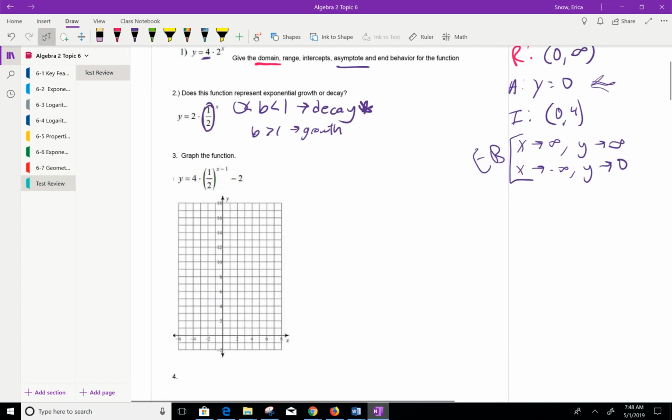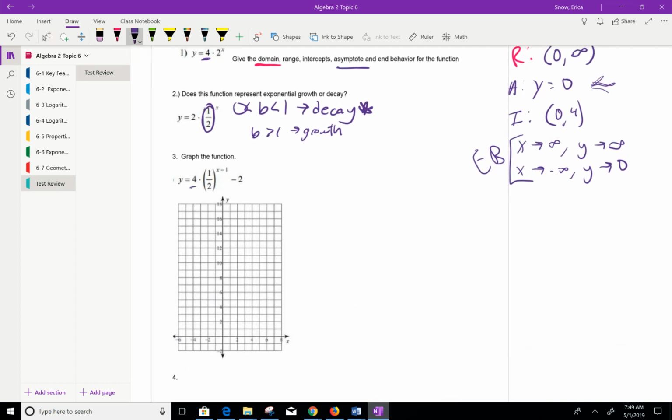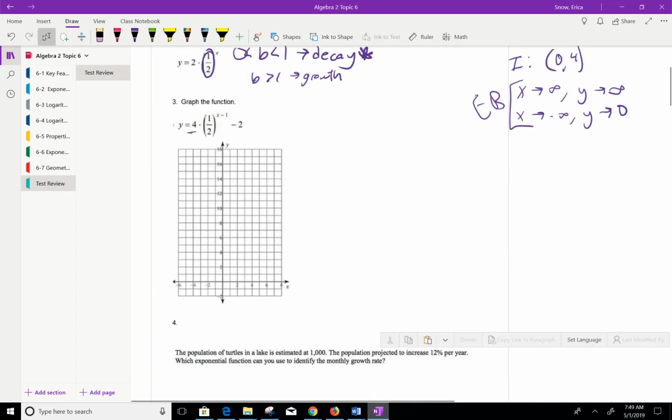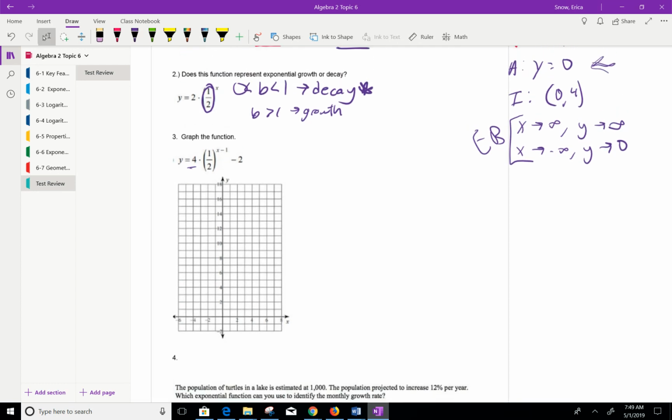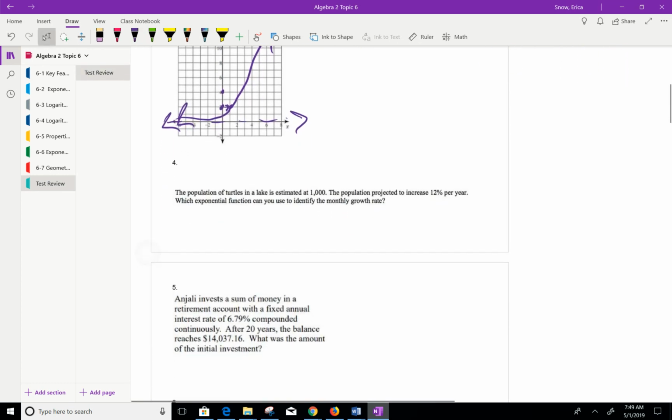So now for 3, we're going to graph the function. The 4 tells us that our y-intercept would typically be at 4, but we have a downshift, so we're going to move it down to 2, and then we have this shift right 1, so we're going to move it 1. The most important point to move is that one, and then we draw. Now remember, on test day, that question will be multiple choice.